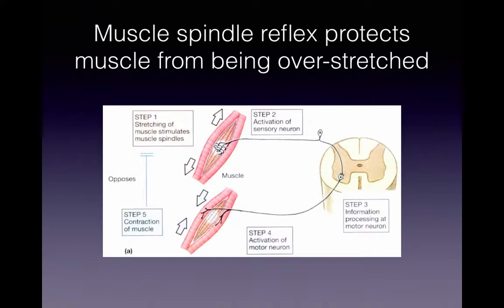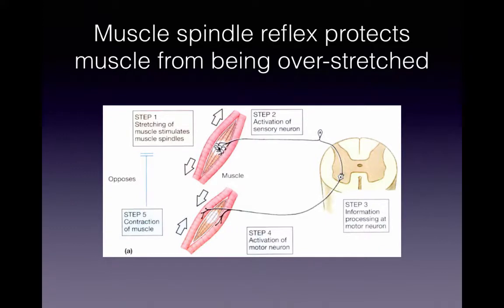One type of reflex protects our muscles from being overstretched. This is the muscle spindle reflex that relies upon the activity of the sensory organ, the muscle spindle. In step one of the muscle spindle reflex, the muscle is stretching. That stretching that could occur and does occur in our muscle stimulates the muscle fibers, which are wrapped around the intrafusal fibers.